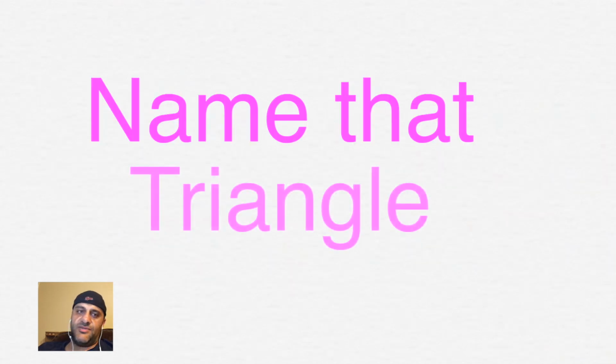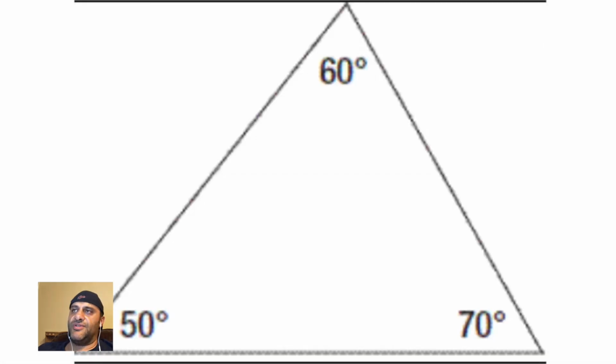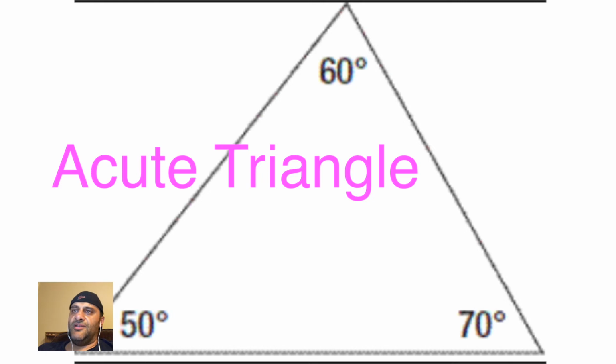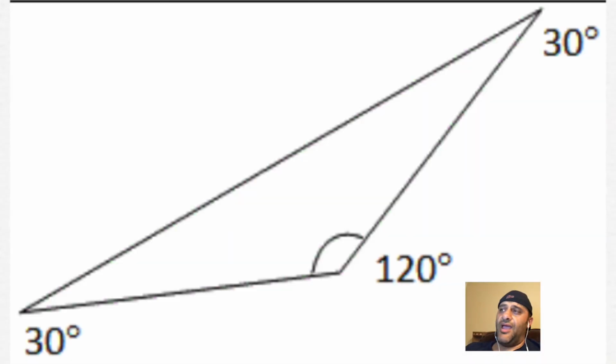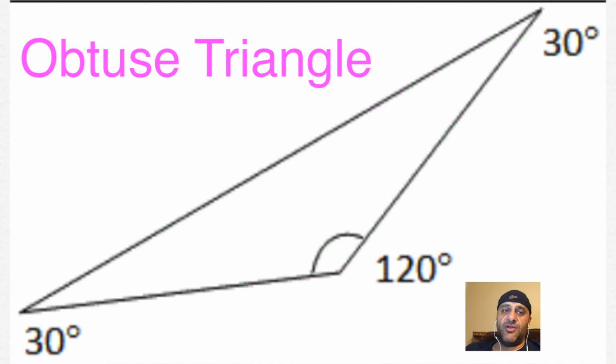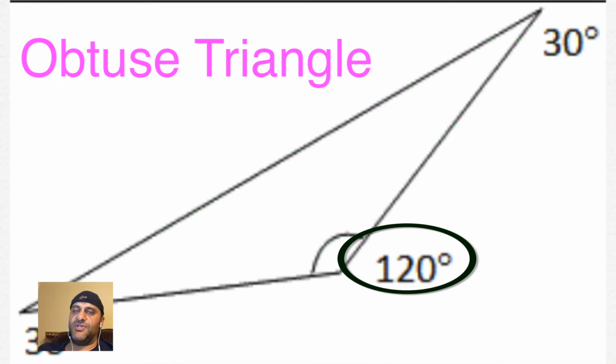Now the next one is we're going to play name that triangle. This triangle here, if you notice, all those angles are lower than 90 degrees, so that's an acute triangle. An acute triangle is a triangle that has every angle that's smaller than 90 degrees. This triangle, the wide angle is 120. Any triangle that has an angle that's bigger than 90 degrees is called an obtuse triangle. So acute is everything's under 90, and obtuse has one angle that's bigger than 90.